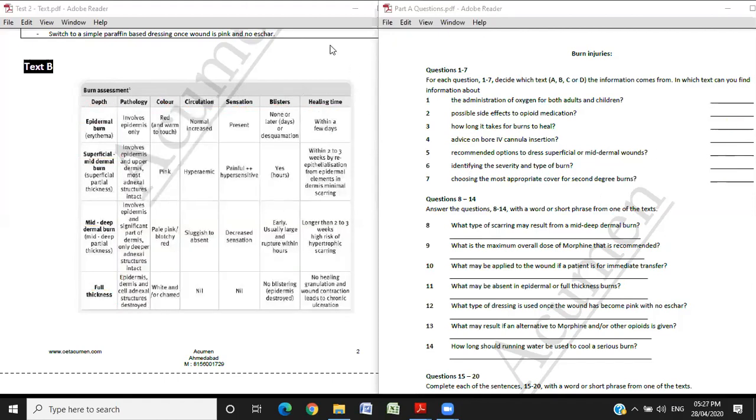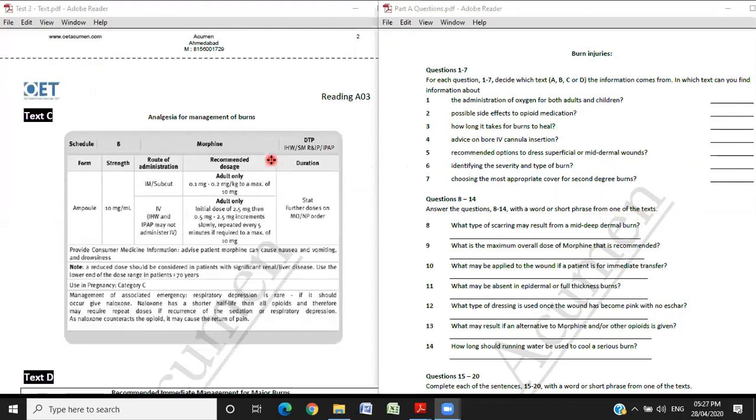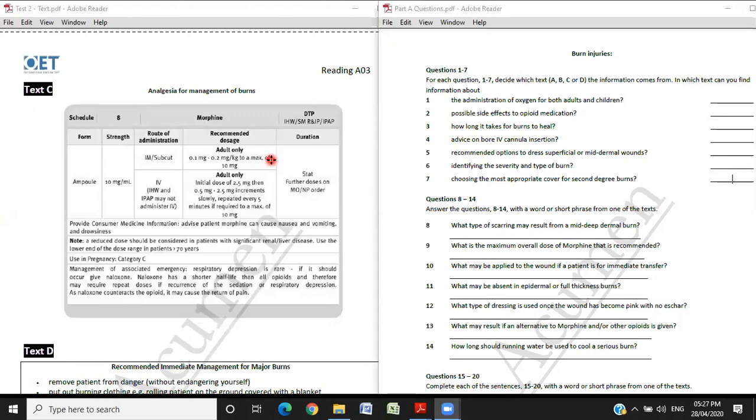Okay. Now text number C. So we read one text at a time, and when you are skimming the text, also try to remember which text had what kind of information. This will be helpful to you later on.